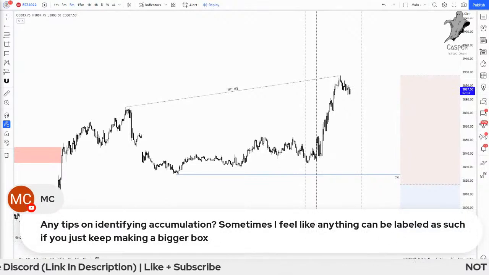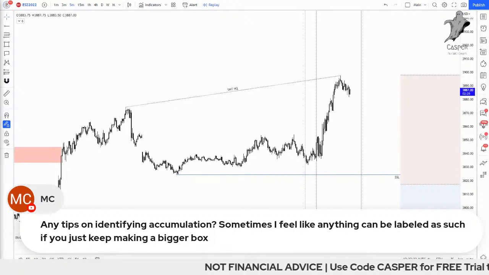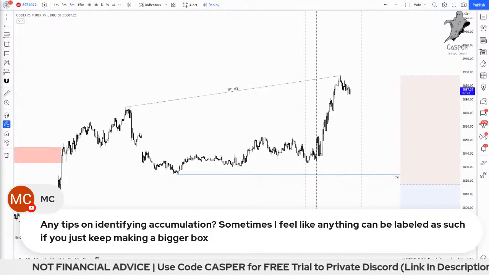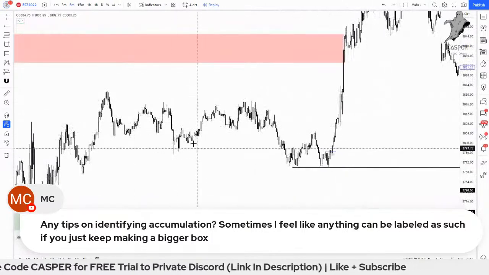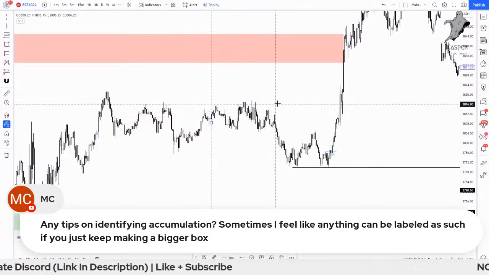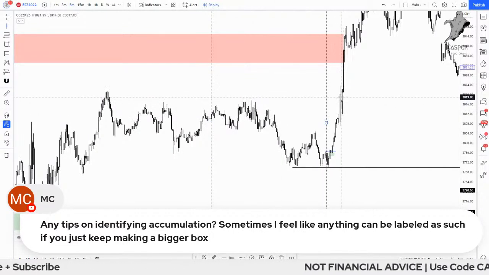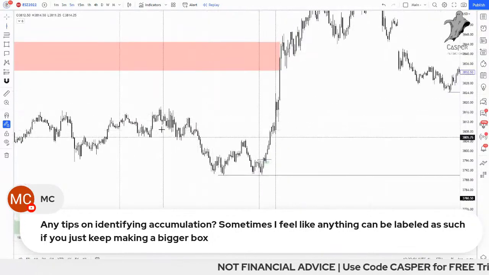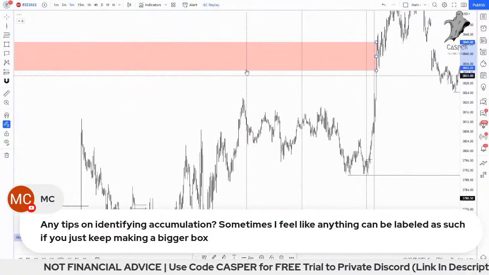Any tips on identifying accumulation? Sometimes I feel like anything can be labeled as such if you keep making a bigger box. Yeah, definitely. So really what you want to do is build it around your narrative. So the example we gave yesterday here, which we had that midnight, I'm not going to label them all, but we had midnight, 8:30, 9:30. So here, our bias was to move up. We talked about this imbalance. We knew we were looking to move up.